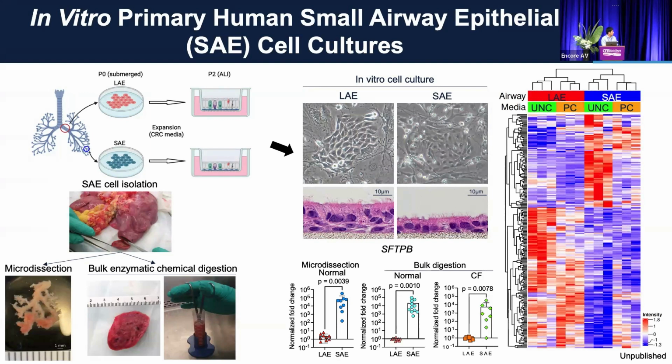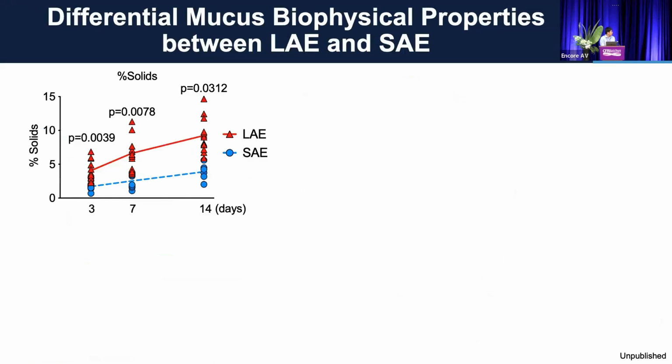We also performed bulk sequencing, and we tested two different culture media, UNC ALI culture media and the Pneumacult culture media. There are slightly different gene signatures, but largely small airway specific gene signatures are preserved regardless of media, and they are different from large airway specific signatures. So these data suggest our small airway system retains the in vivo features of small airways and is distinguishable from large airways. Now we can use this system to measure mucociliary clearance parameters.